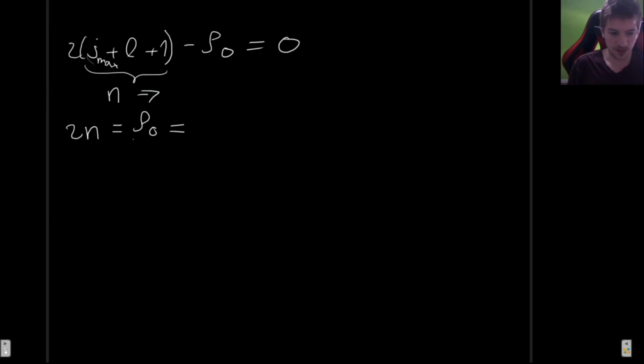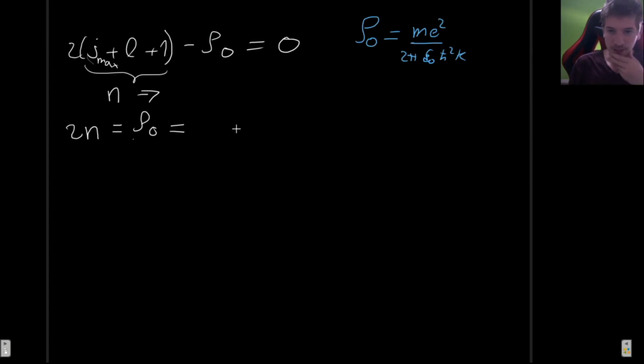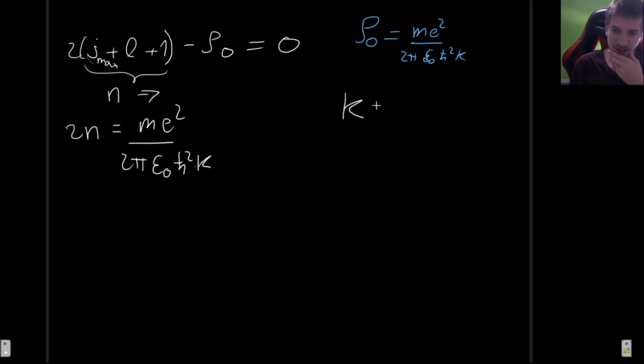So let me now go back to where we were. And I'm almost there. There we go. So rho 0 was just this quantity. So let's plug it in. So we're going to get that 2N is going to be equal to m e squared divided by 2 pi epsilon 0 h bar squared k. But what is k? Remember, k is minus 2m e divided by h bar squared.